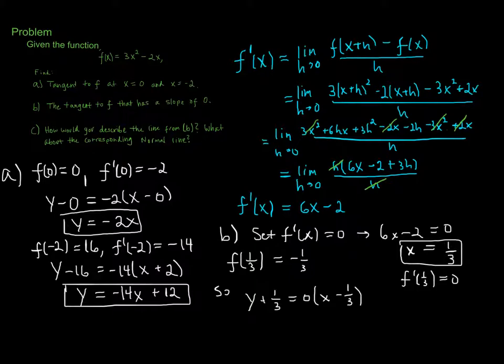Okay, so first we find the value of f at 1/3, and I'll just take you through this. 1/3 squared is 1/9, times 3 is 3 over 9, which is 1/3, and then 2 times a third is 2/3. So I have 1/3 minus 2/3, which is negative 1/3, and so that gives me y plus 1/3 is equal to, and I just wrote this out so that you can see where this comes from. The slope is 0, so it doesn't matter what x minus a third is, the slope is 0. And so when I simplify this, I get that y is equal to negative 1/3.